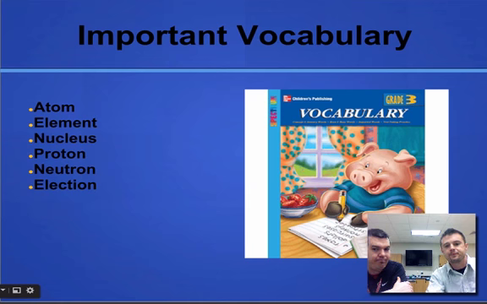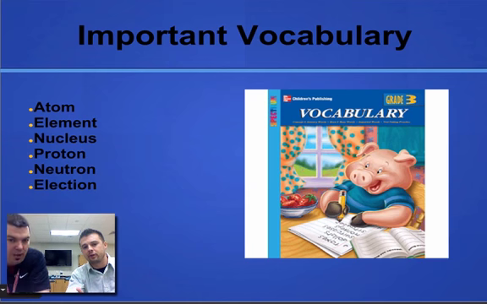So some vocabulary words here. You want to know the words atom, element, nucleus, proton, neutron, electron. You might remember those from our last unit, but in case you've forgotten them or this is a new unit for you, those are the words you need to know. And if you just use the first letters, it says N-penny.